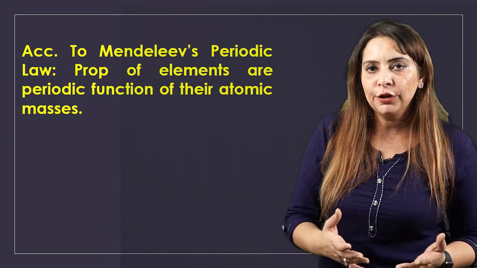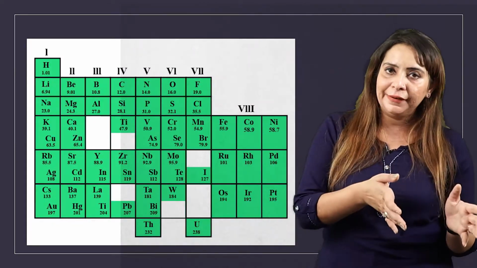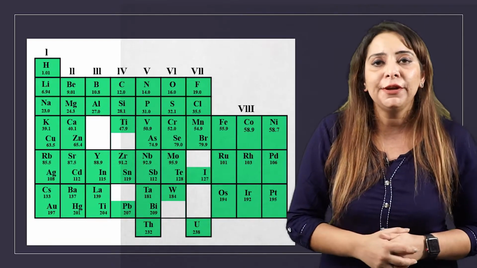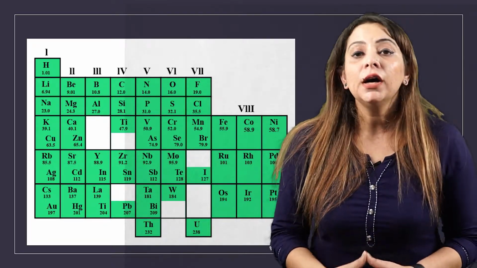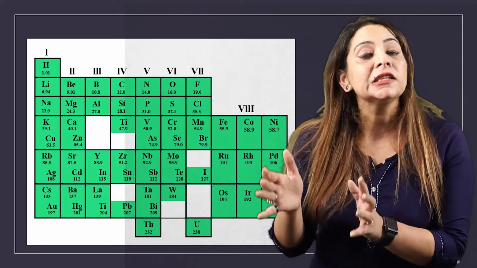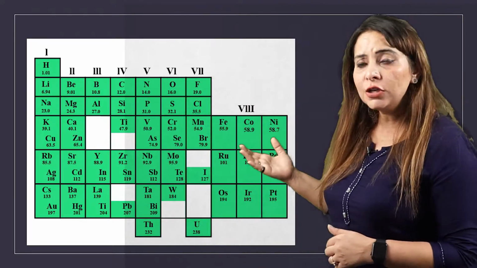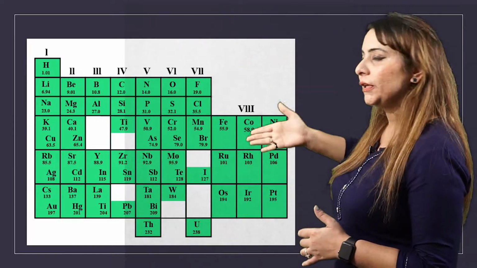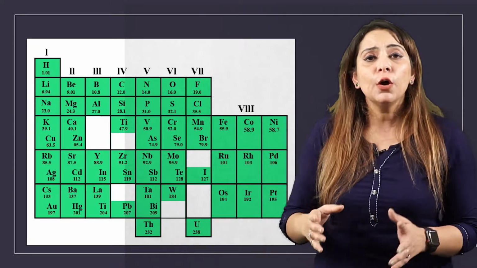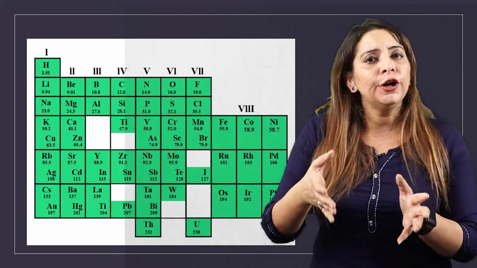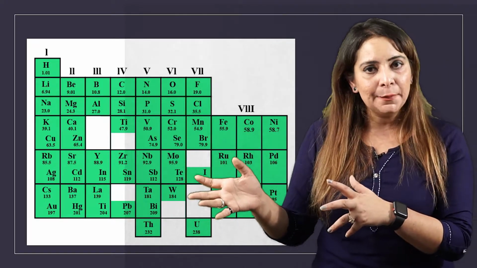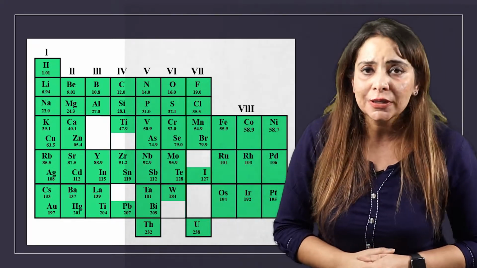Periodic table, I already told you, had groups and periods. And how many groups and periods were there? There were 7 periods and 8 groups. 7 periods means 7 horizontal rows, 8 groups means 8 vertical columns. Out of the 8 groups, 7 were of the normal elements, and 1 belonged to the transition elements.